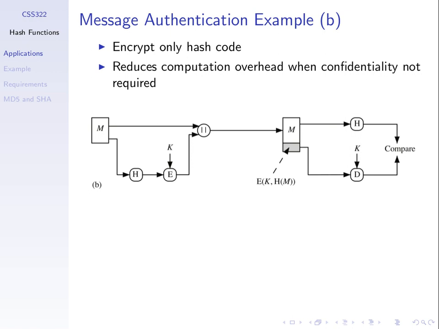H of M was encrypted with the key of K. We decrypt it with the key of K. We get H of M, which is, let's say, H, the hash of M. Compare these two values. Are they the same? No.